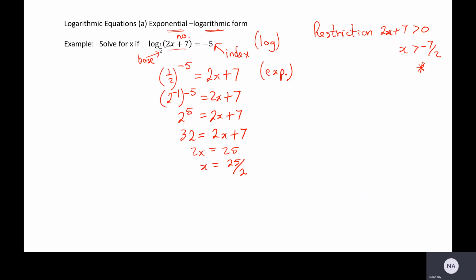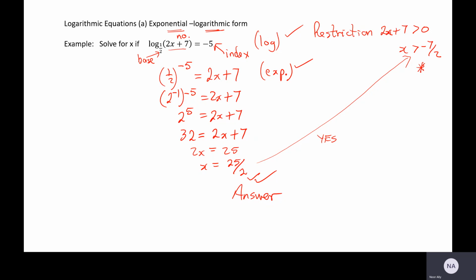And there's my answer, but now I must just double check. Is 25 over 2 greater than -7 over 2? Yes. So I accept this as my answer. So that's essentially the first type that you come across, where you are given an equation. It could be in basic definition log form and you convert to exponential form, or you are given an exponential form, convert to log form, and then solve.